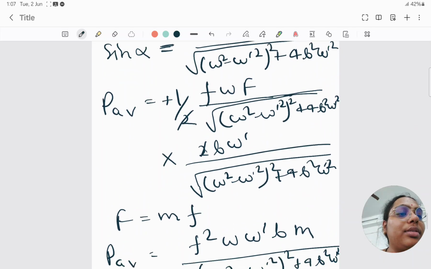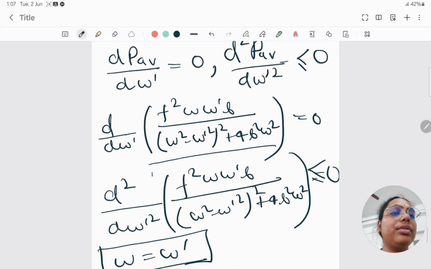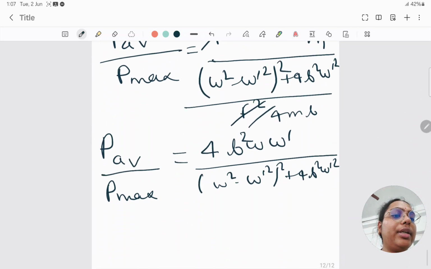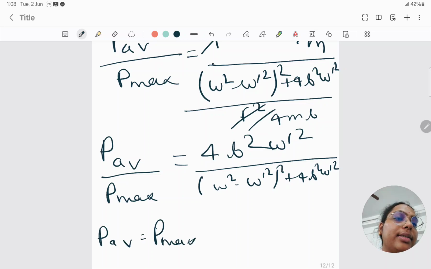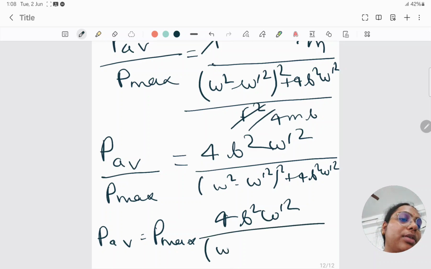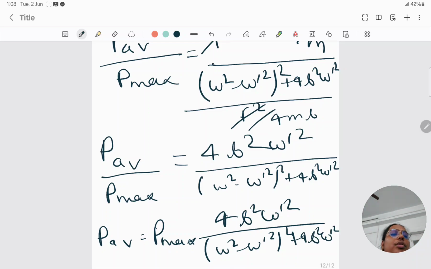Okay, this is not omega, this is omega dash. So this will be omega dash square. Okay, this is not omega. So 4p square. So p average will be p max 4b square omega dash square divided by omega square minus omega dash square whole square plus 4b square omega dash square. Okay, so here we have made some mistake, that's why we were getting omega into omega dash.